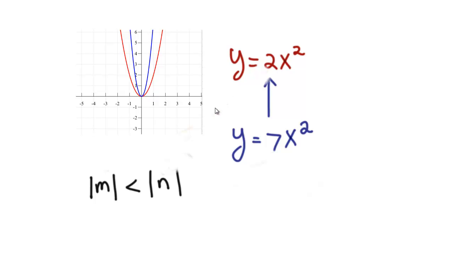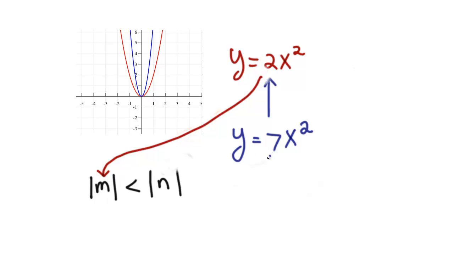Alright, let's summarize this concept here. If the absolute value of the coefficient of x squared is smaller or less than the other coefficient of x squared, then the wider the parabola. So for example, here we have 2, and it's represented by m. So we'll take the absolute value of m.